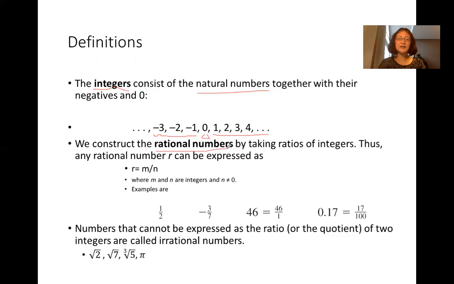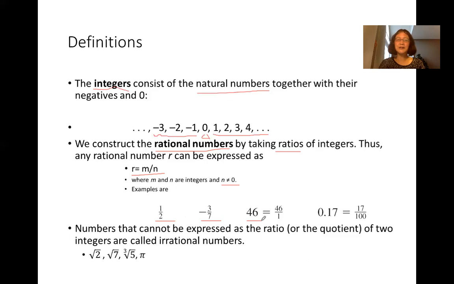So what are rational numbers? If a number can be expressed by a ratio, we say this number is a rational number. It is in the form of m over n. M is the numerator, n is the denominator. Denominator n cannot be 0. Examples of rational numbers include 1 over 2, negative 3 over 7, 46.